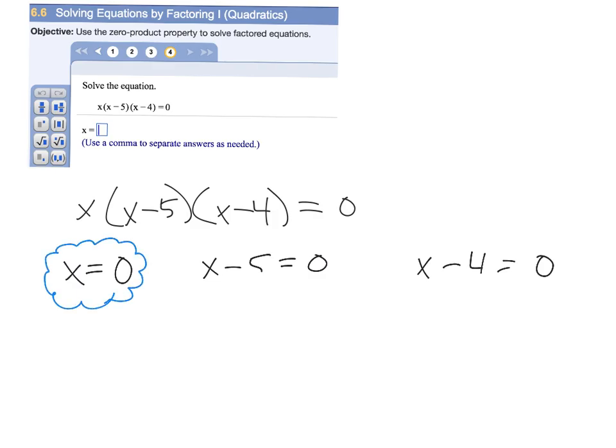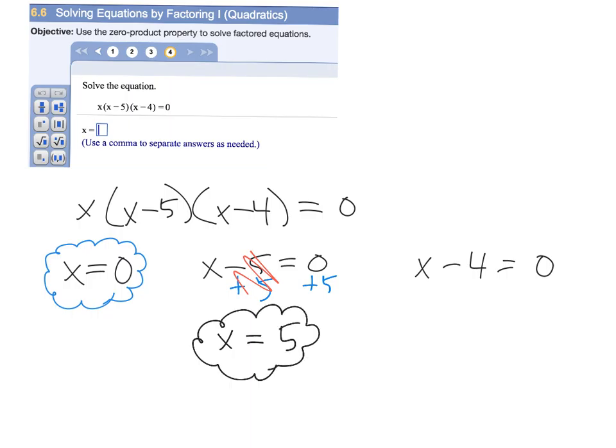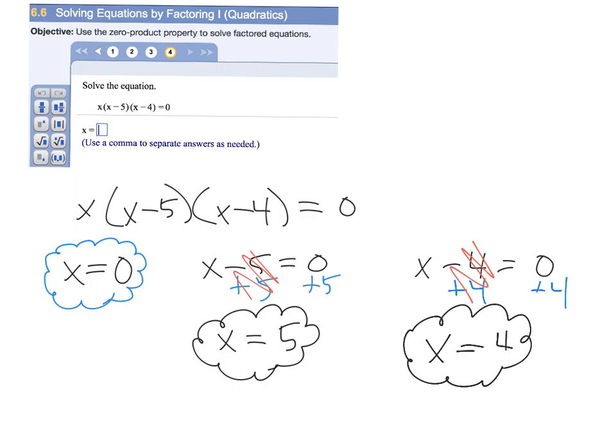Well, this one, the algebra is already done. So now we're going to take a look at this one. We're going to begin by adding 5 to both sides. So the 5's cancel. That leaves x is equal to 5. And then over here, we're going to add 4 to both sides. So the 4's cancel, and that leaves x is equal to 4. So our 3 options are x equals 0, or x equals 5, or x equals 4.